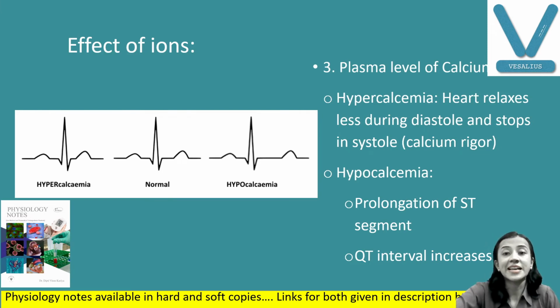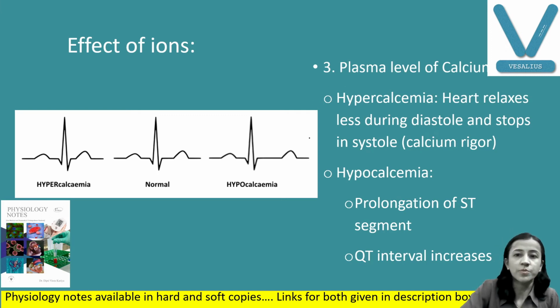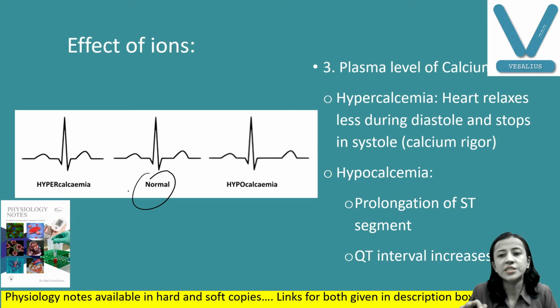Okay, hypercalcemia. Calcium ion concentration increases. When calcium ion concentration increases, high level of calcium, the heart fails to relax during diastole. So the heart stops in systole. Okay, this is a normal ECG. This is hypo and hypercalcemia. We will discuss more in detail with the ECG also.